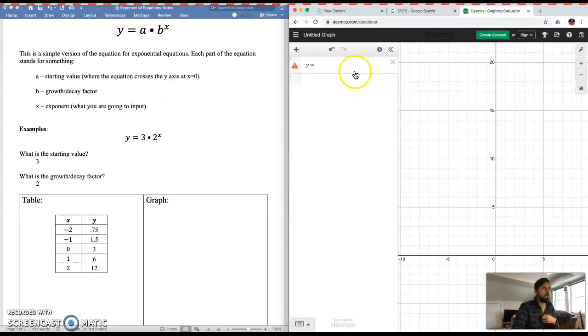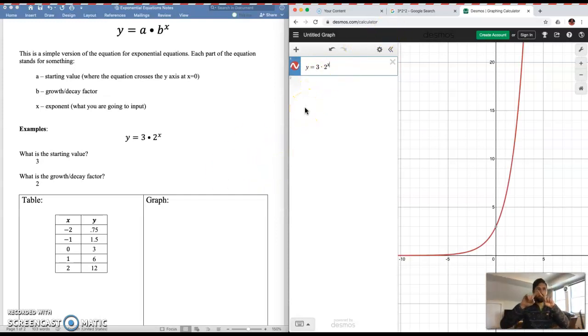So I'll go over to Desmos. This is a great resource once again. I'm actually going to type in the equation. So 3 times 2 to the power x. If you want to do a power, you can use the caret symbol like that. And so this is what that graph looks like. We can see how right here we said the starting value is where the equation crosses the y-axis. It's kind of like a y-intercept, but right there, that's the point 0, 3.